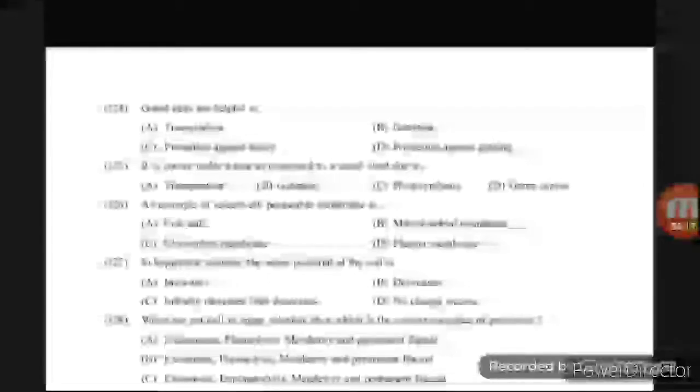Now if you come to question number 126, here they have asked, an example of a selectively permeable membrane is option A, cell wall, option B, mitochondrial membrane, option C, chloroplast membrane, option D, plasma membrane. So which option is correct for question number 126? You have to say first, then I will tell the correct answer for this question. So for that your time starts now.